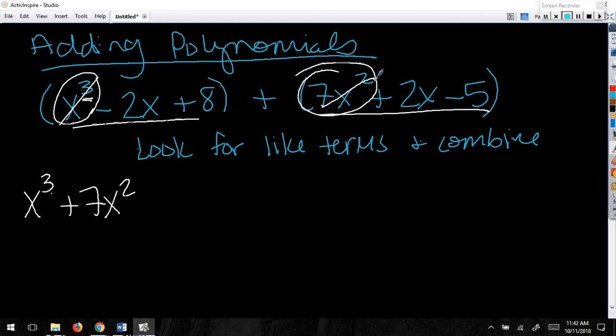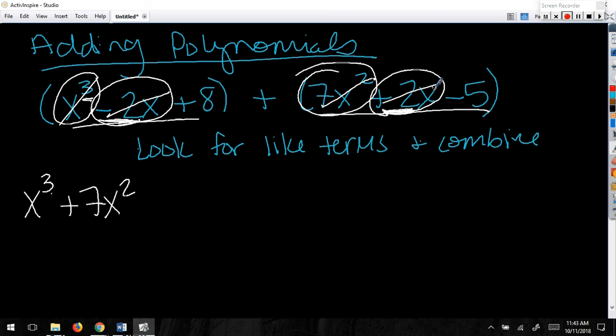So now I'm looking just for x's. I have a negative 2x in the first, and I have a positive 2x in the second. So I need to stop and think, well, what is negative 2 plus 2? And I hope you answered that is 0. So these actually cancel out.